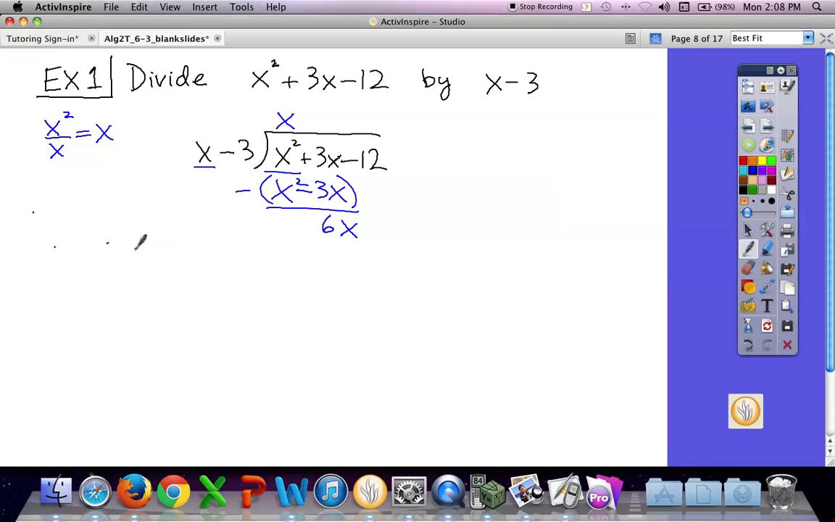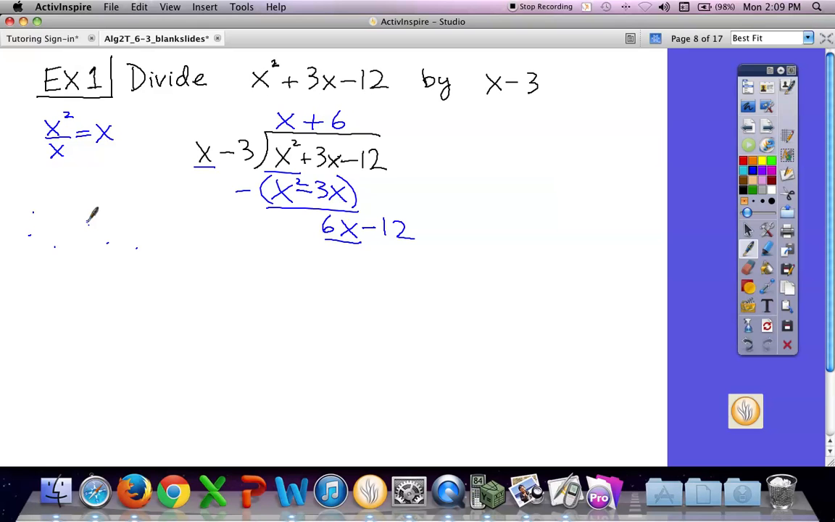Now, what did we do? These cancel. We set it up so that the leftmost terms were going to cancel. That's how we picked that right there. What did we do when we were dividing with numbers at this point? We brought down the minus 12, or we brought down the next thing in the line. Now we got to go through the same process. Again, you're only looking at the x and the 6x. What would you multiply times x to get 6x? Plus 6.